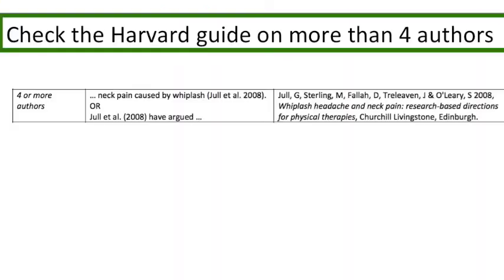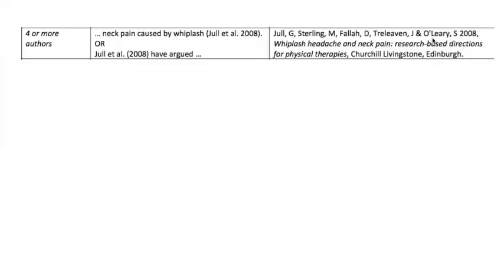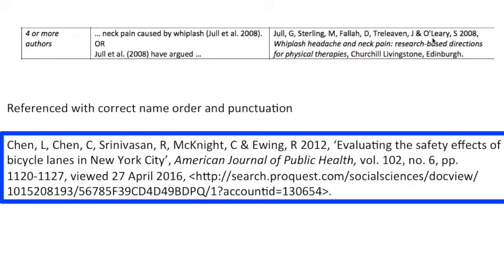Now before I show you the reference, because there's 4 or more authors, I'm going to check my Harvard referencing guide. 4 or more authors, the rules. In-text referencing, you just need the first author, et al, and a full stop. And then in your reference list, you must reference all of the names. But I want you to pay attention to the punctuation. So let's have a look.